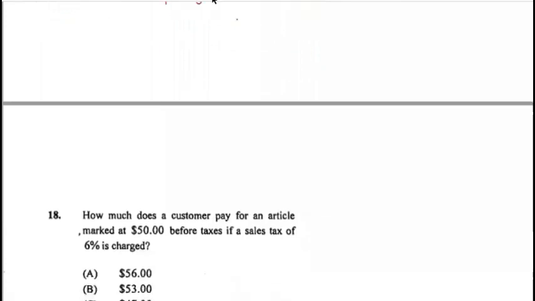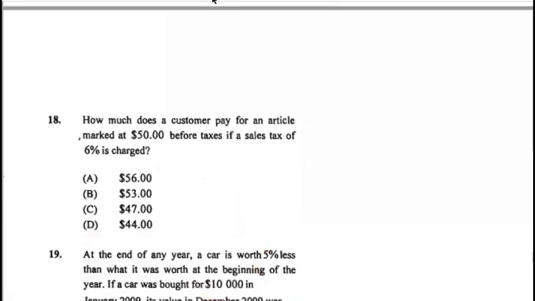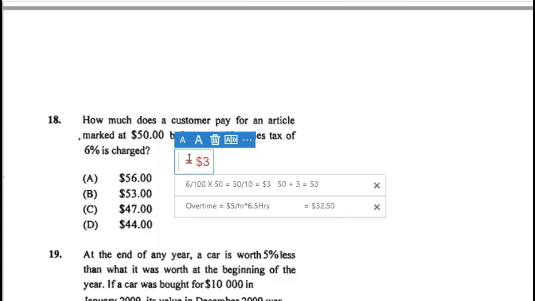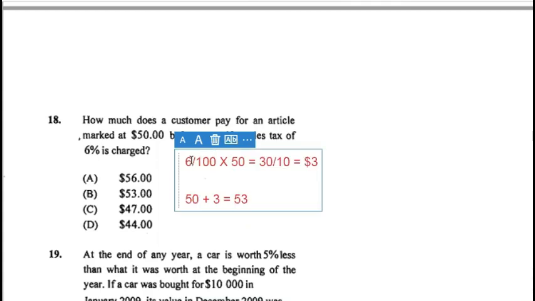18. How much does a customer pay for an article marked at $50 before taxes if a sales tax of 6% is charged? So we're looking at what is 6% of $50. So it is 6 over 100 multiplied by 50, and you will get $3. So therefore, the total price that the man pays would be $50 plus the $3 in tax, and therefore the total price for the item is $53, and our answer for 18 is B.